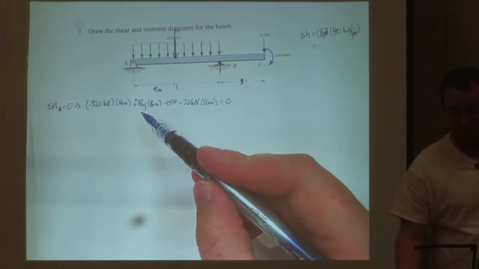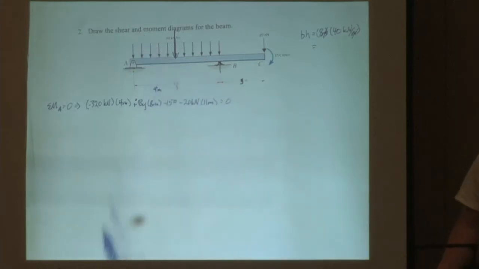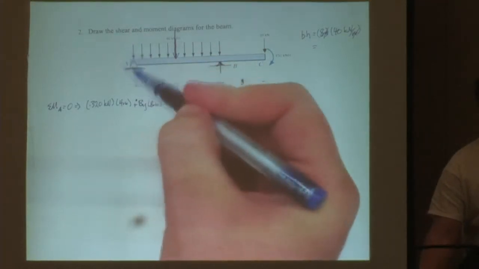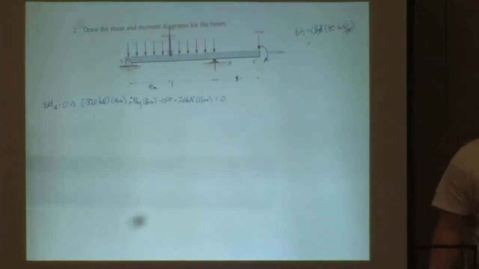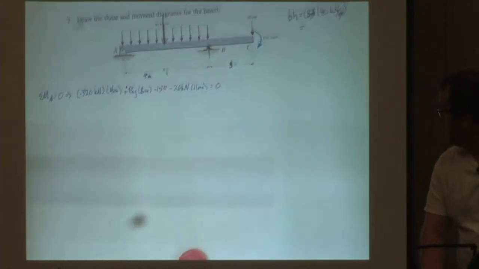And that's why we're taking the moment about A, right? Because what does taking the moment about A do? What does it do to this reaction force? 0. Because what? Because the radius or the distance is 0. Because we're always concerned with the perpendicular distance.